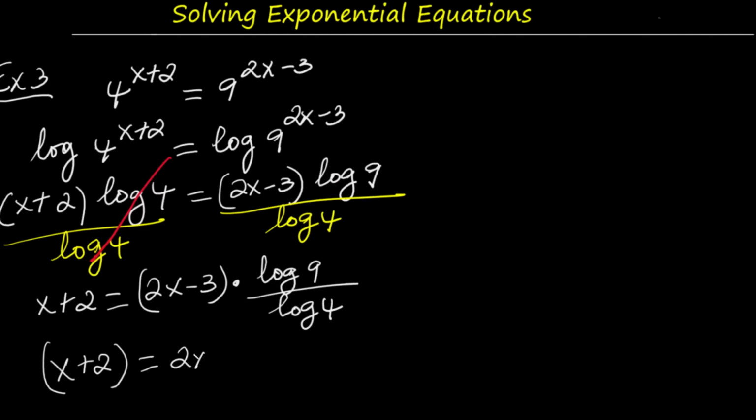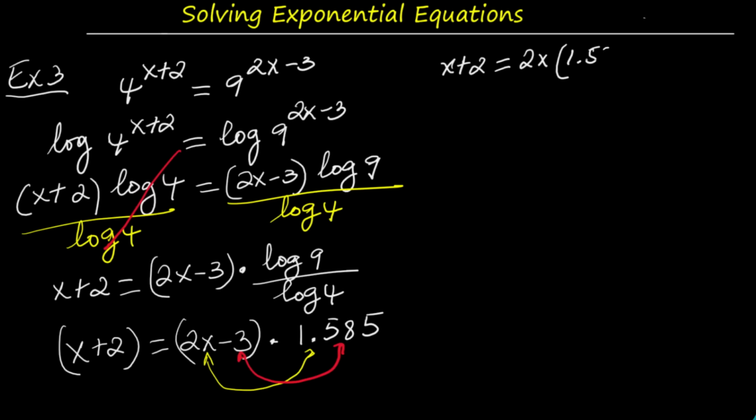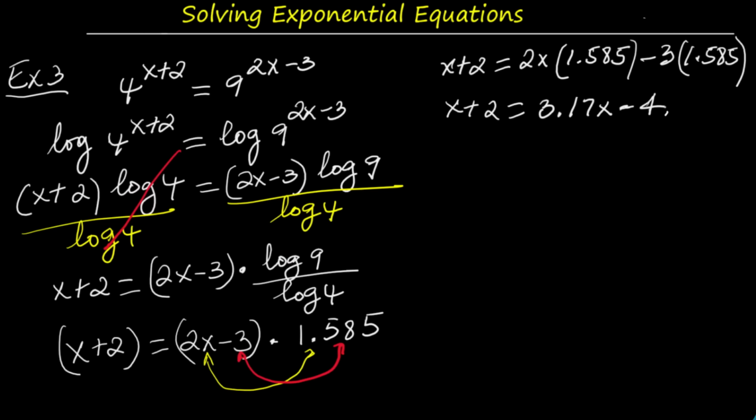Step 4. Use a calculator to find log 9 divided by log 4. That gives us approximately 1.585. Distribute the value on the right side, and we have x plus 2 equals 2x times 1.585 minus 3 times 1.585. X plus 2 equals 3.17x minus 4.755.